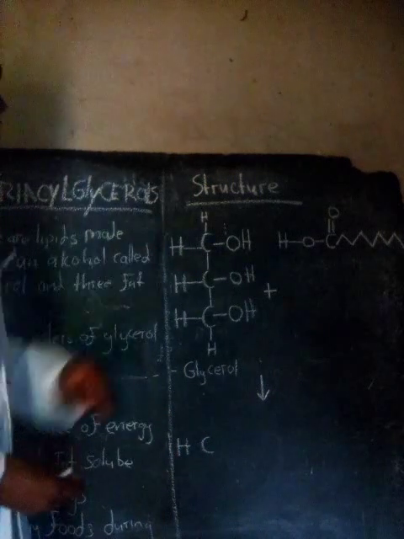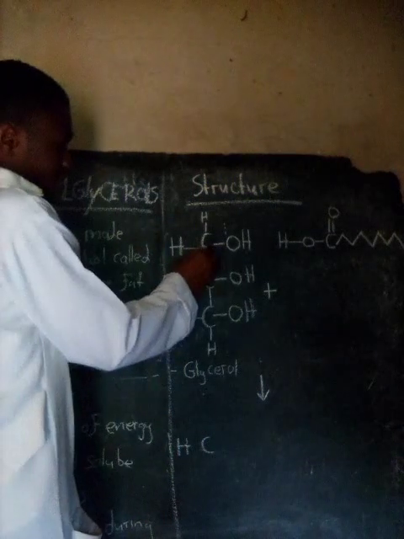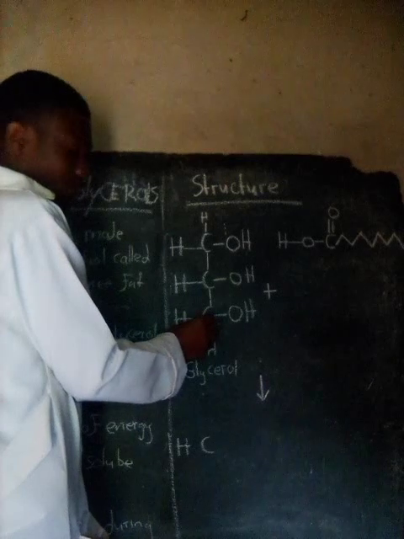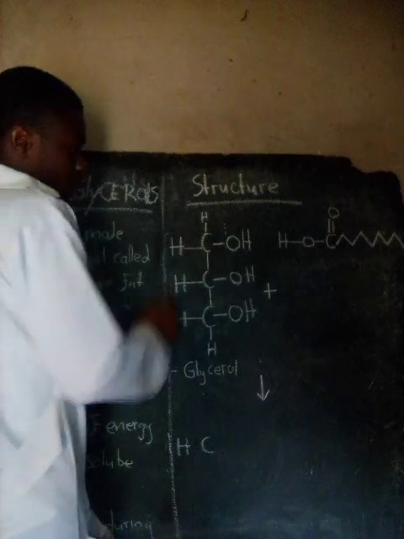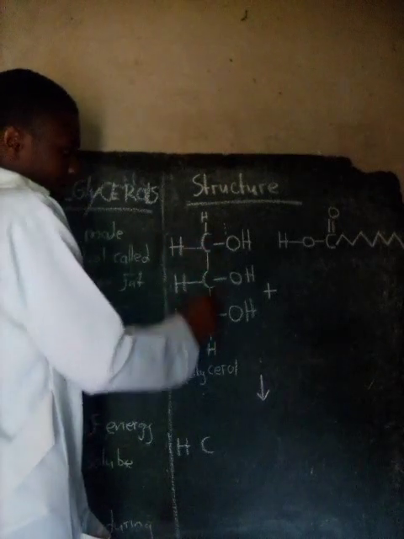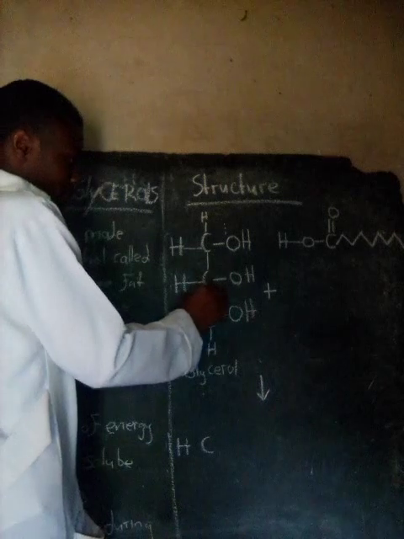So this is how a glycerol looks like. A glycerol contains three carbons. There is this one, that one. So you just write three carbons, then you join them by this bond.